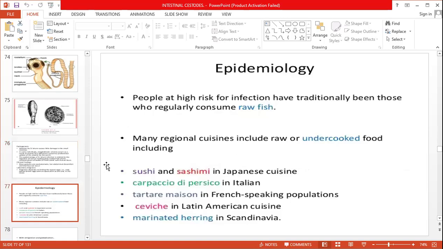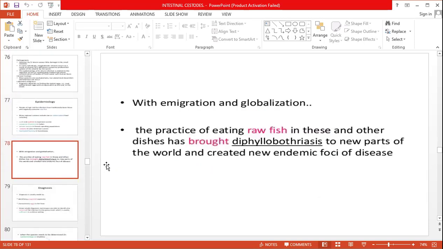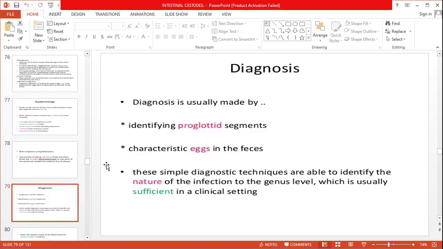Epidemiology: people at high risk of infection are those who regularly consume raw fish. Many regional cuisines include raw or undercooked fish, such as sushi and sashimi in Japanese food. They are also present in Italian, French, and Scandinavian foods. Through immigration and globalization, the practice of eating raw fish in these and other dishes has brought diphyllobothriasis, which is an infection, to new parts of the world and created new endemic areas of the disease.